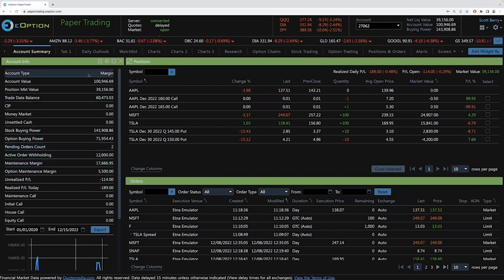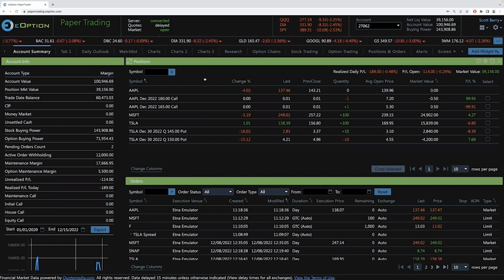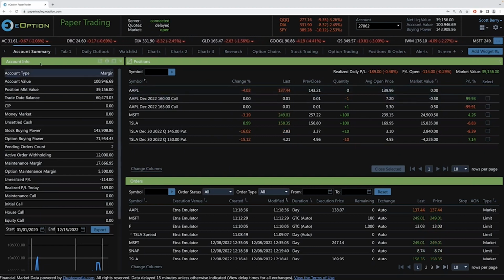So the account information widget, depending on how you have your trading platform set up, could be integrated into a window such as I have here. It's on the left-hand side.